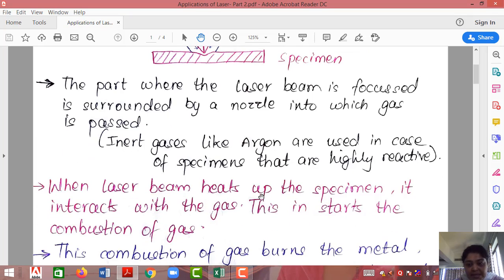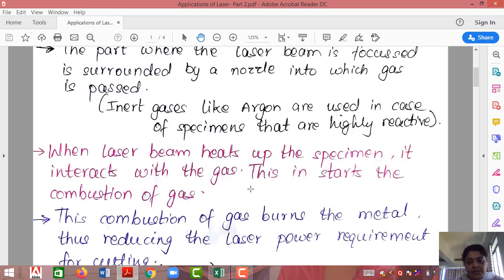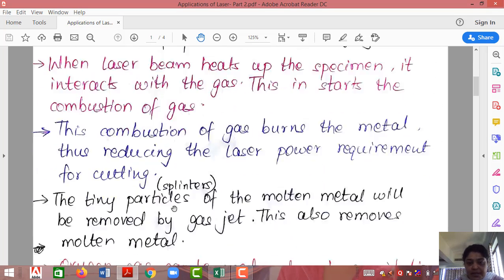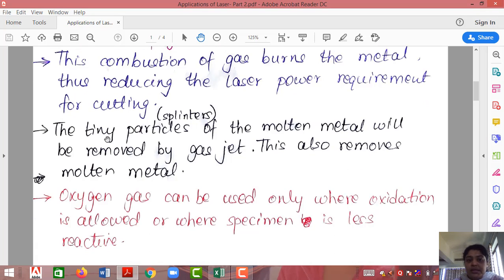When the laser beam heats up the specimen, it interacts with the gas also. So constantly if a laser is focused, the surrounding gas is also heated up and the combustion of gas will start. This combustion of gas burns the metal or helps in cutting the metal, thus reducing the laser power requirement for cutting. The tiny splinters or particles of molten metal will be removed by the gas jet.